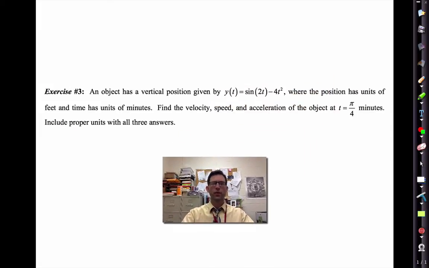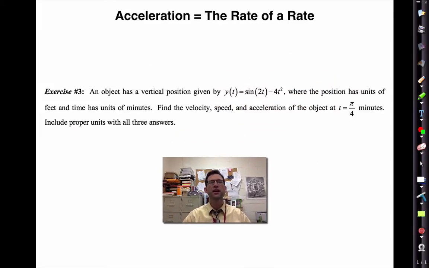All right, we have a random problem here. Let me bring something in. We're now going to talk about acceleration, the rate of a rate. I tell you, that sounds a little bit familiar. Sounds like a little second derivative action going on. The rate of a rate, right?